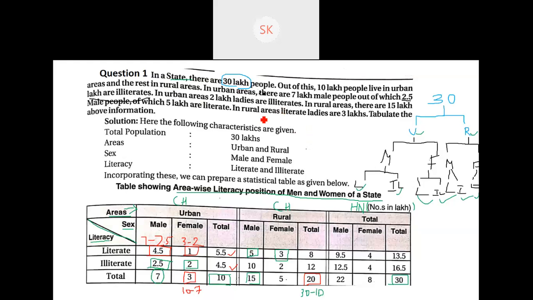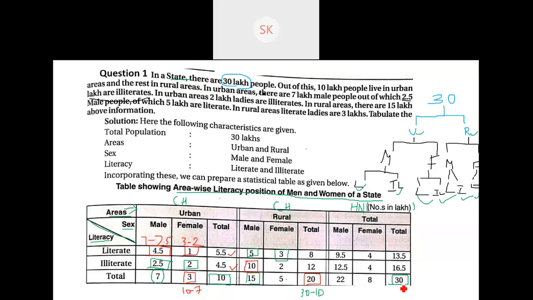Now let's go on and finish the next part of the table quickly. Coming to the rural, you have male, 15 is the total, 5 are literate. If I subtract, I get 10. How did I get 10? 15 minus 5. Next, coming to the total, let's find the total here first. Out of total 20, how did I find 20?